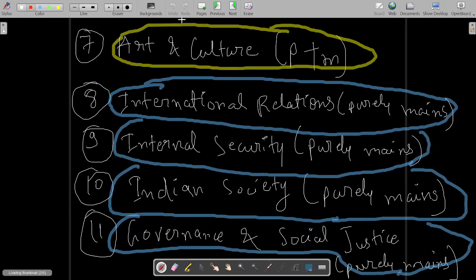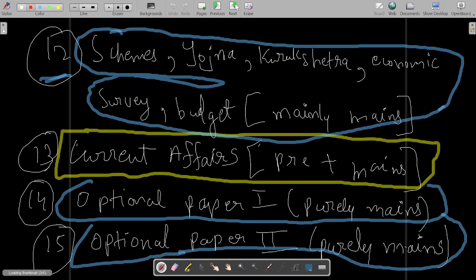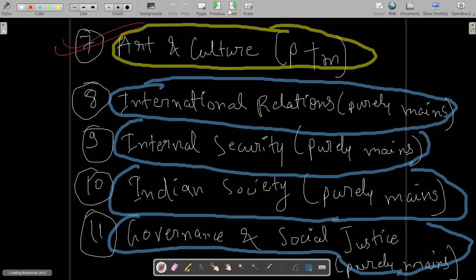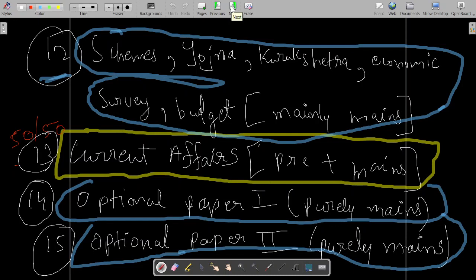Then you have art and culture, so everything is important in that also, you cannot leave it. Then current affairs you can leave. Not many questions are asked, but still I would recommend at least the major portions. Some current affairs come again and again in the newspaper, so those you must be very clear with. So this I would rather mark as 50-50, because sometimes they say that it is current affairs, but it is based on static only.